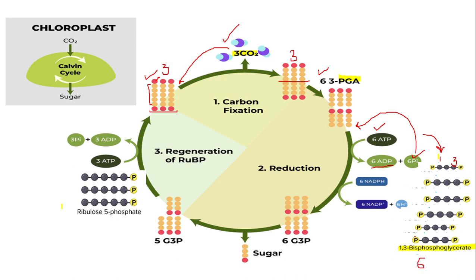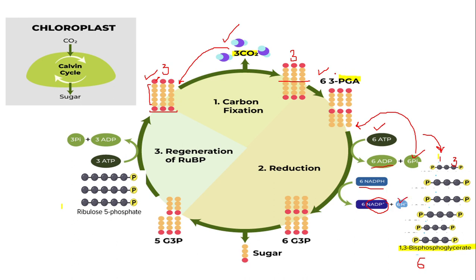After the formation of these 1,3-bisphosphoglycerate, there will be the use of 6 NADPH, and these 6 NADPH are also coming from the light reaction. These 6 NADPH will split into NADP positive, and 6 hydrogen molecules are formed.